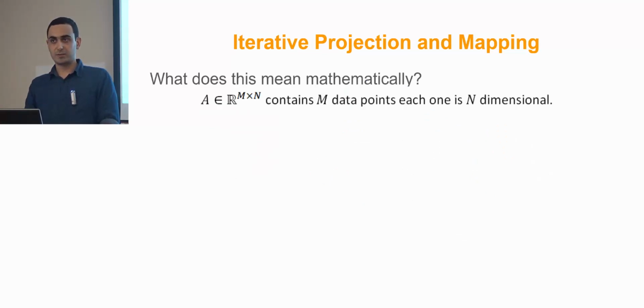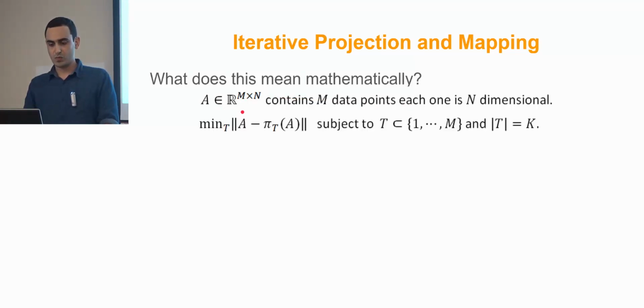Let's assume that you have this matrix A, and this matrix contains m data points, and each of the data points is n-dimensional. So you have an m by n matrix. We want to select a subset of samples, and this subset contains only k of the samples, and we want to project all the data points onto the subspace spanned by these samples. And we want to minimize the projection error, meaning that this projection should be as close as possible to the original matrix. So this is the problem that we are solving.